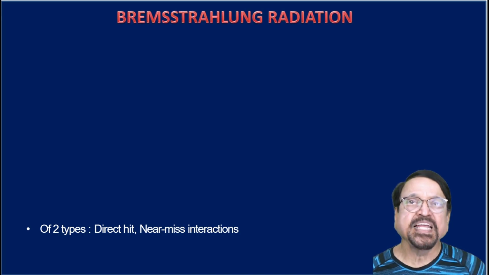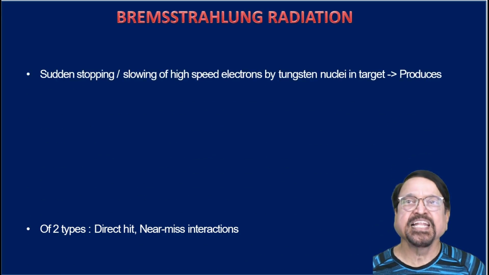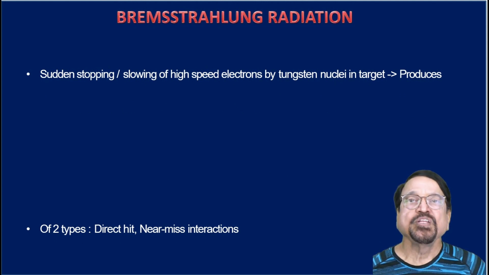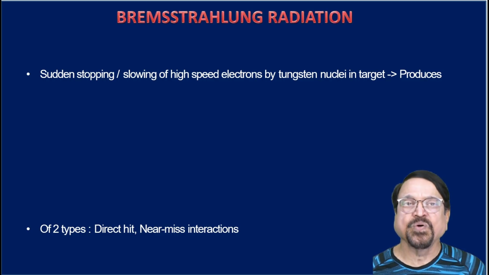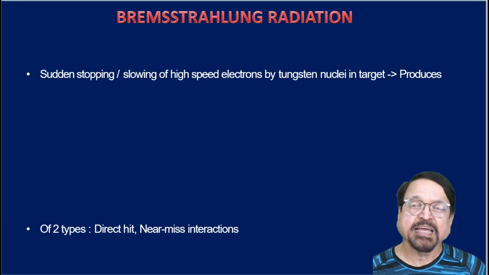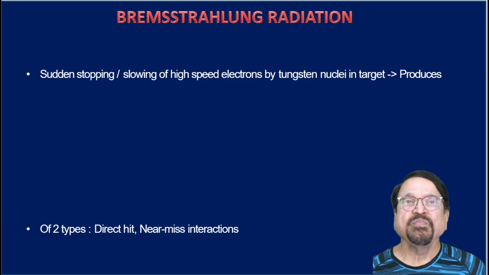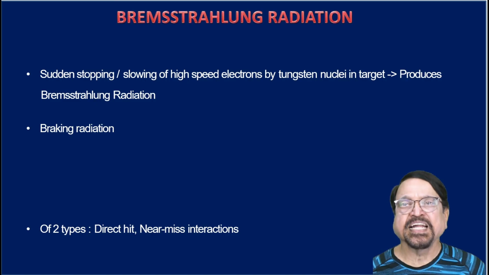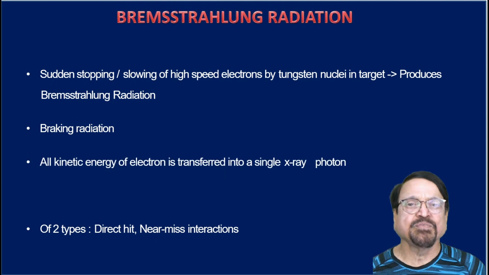Now let's go to the Bremsstrahlung radiation. Sudden stopping, that is deceleration, of a high speed electron in the tungsten nuclei. What we have seen just now, there we have seen it can disappear and produce two effects. Once it goes into the tungsten nuclei in the target, it produces Bremsstrahlung radiation and heat also. These are the two effects, out of which heat we have seen already. Now here we are seeing Bremsstrahlung. This is a braking radiation. In German the word means the same.